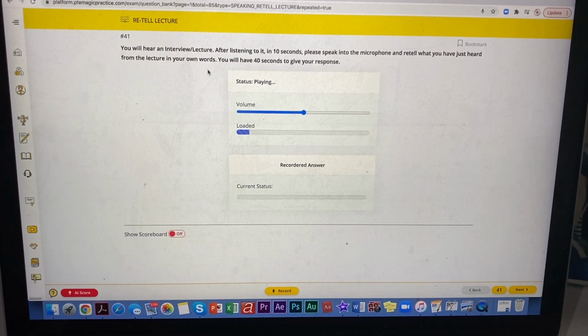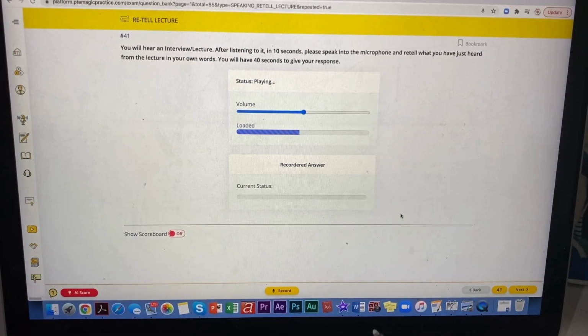Okay. In this part, Retell Lecture, you will hear an interview or lecture. After listening to it, in 10 seconds, you need to speak into the microphone and retell what you just heard from the lecture in your own words. Sounds pretty hard, right? And it was actually pretty hard for me because I'm very bad at note taking.